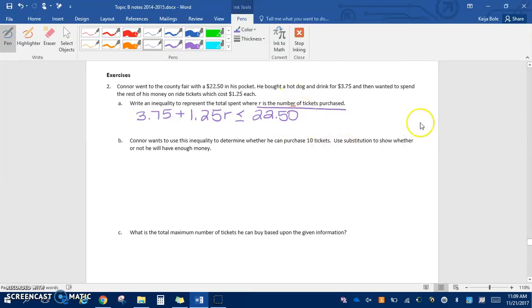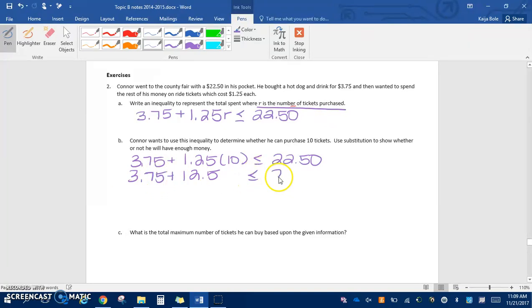Okay. Part B says Connor wants to use this inequality to determine whether he can purchase 10 tickets. Right, so we have to see if he would have enough money. So this would be 3.75 plus 1.25, and R would be 10, so times 10 is less than or equal to 22.50. If we multiply this by 10, we're moving that decimal over one place. So this would be 12.5, still 3.75, and still less than or equal to 22.50.